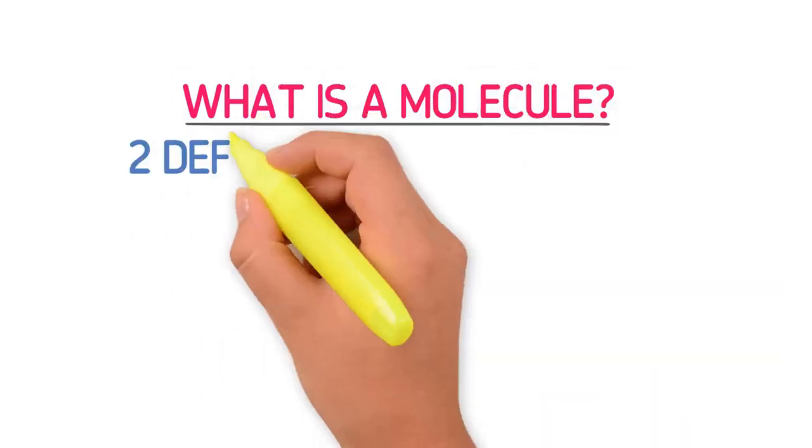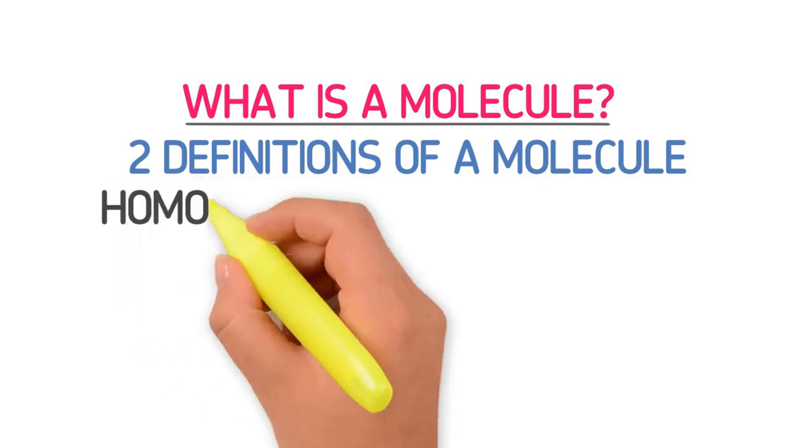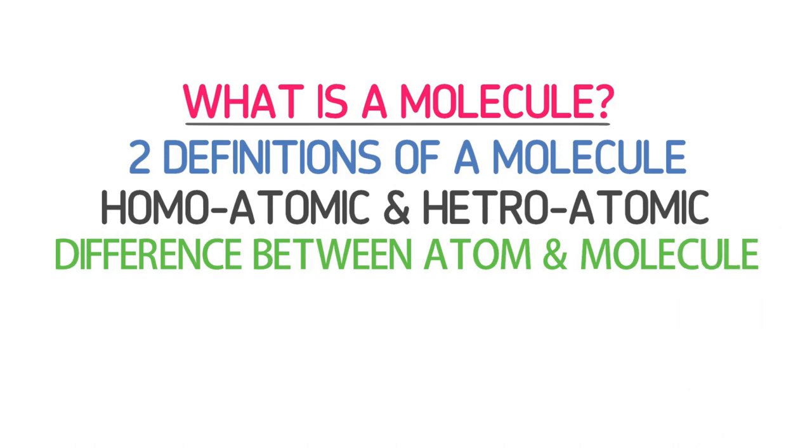What is a molecule in chemistry? Two different and unique definitions of a molecule: homoatomic molecules and heteroatomic molecules. At the end of this lecture, I will teach you the difference between an atom and a molecule.